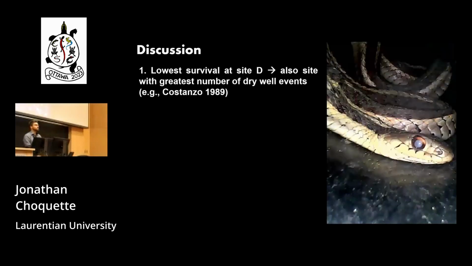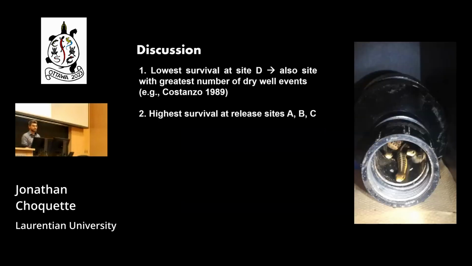So juveniles hibernated at one of our release sites had the lowest survival. This was also the study grid where we recorded the greatest number of dry well events in our groundwater wells. So it's possible, but still speculative, that overly dry conditions resulted in relatively high mortality there. But our release sites A, B, and C maintained a life zone for the majority of sampling and supported the highest overwinter survival of garter snakes of all age classes.